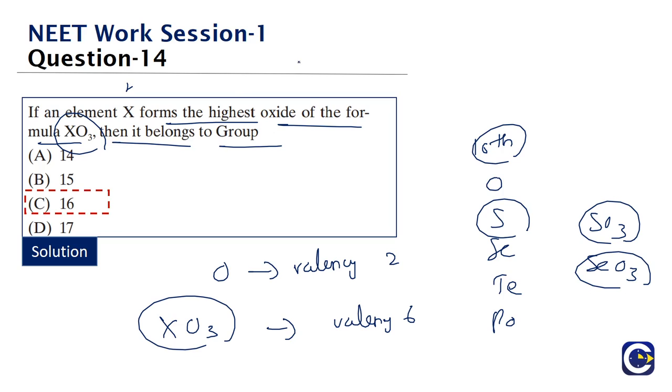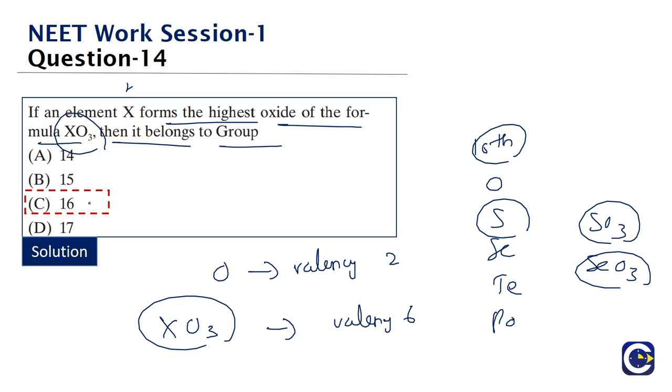Remember, they can also be called chalcogens, because they are the ore forming elements. Like most of the ores, they will be formed from the metals either in their oxide form or the sulfide form. Okay, so what is the answer for this question? It is option C, which is the 16th group.